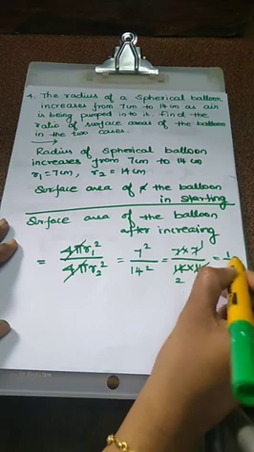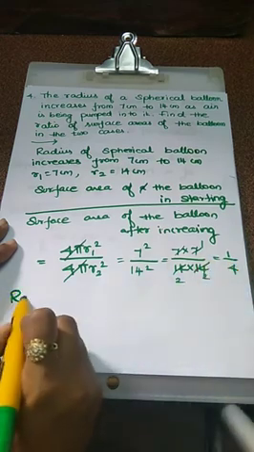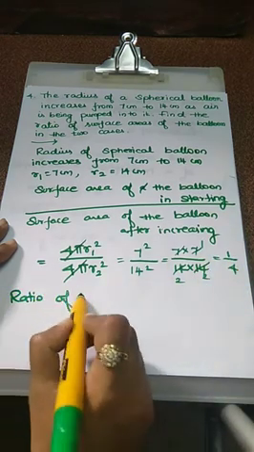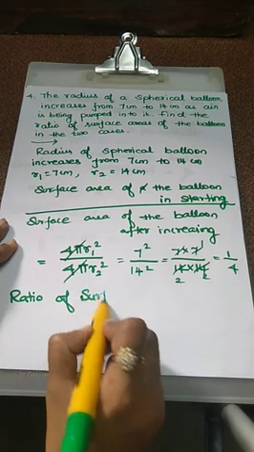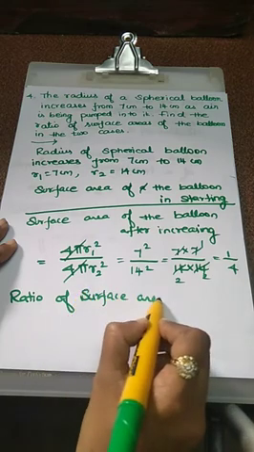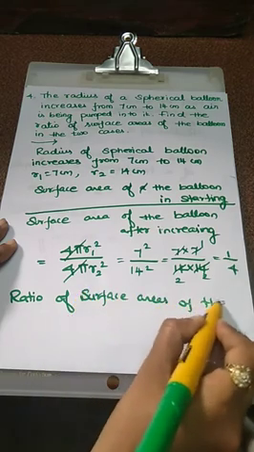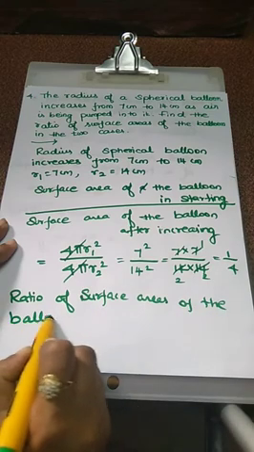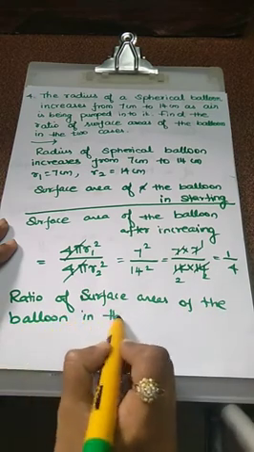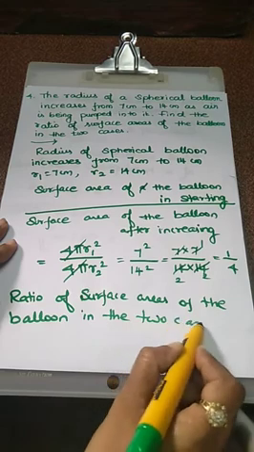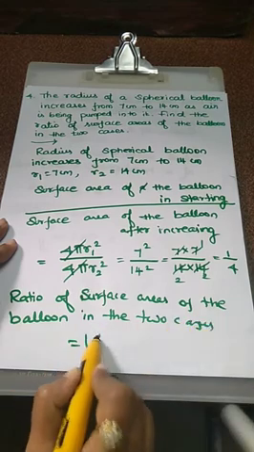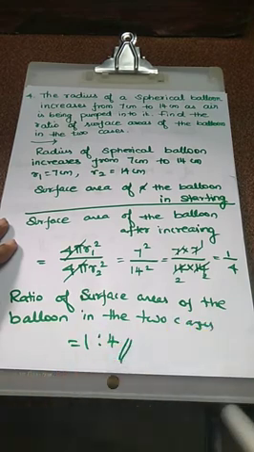So the answer is 1 by 4. So the ratio of surface areas of the balloon in the two cases is equal to 1:4. That's all.